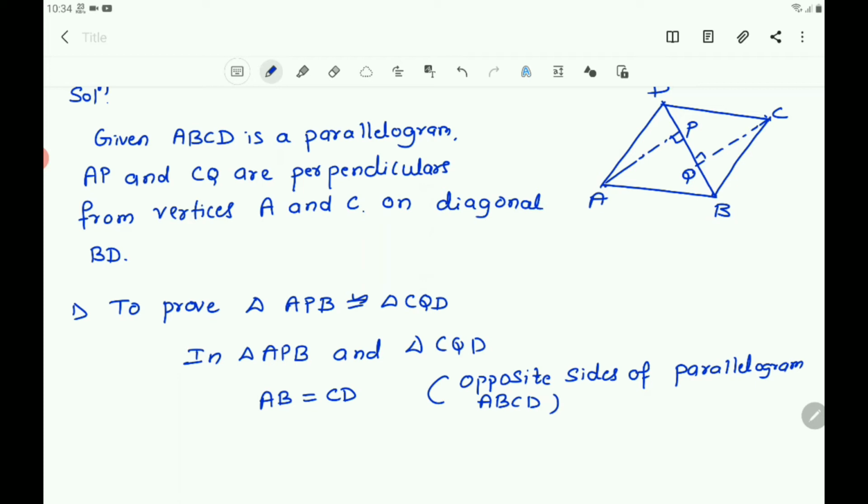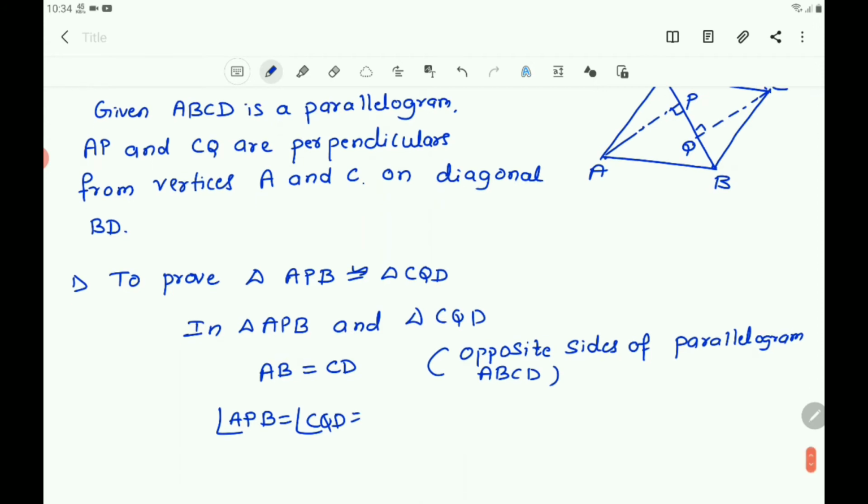And also here you know that as AP and CQ are altitudes, angle APB equals angle CQD, both are equal to 90 degrees. That is given. As they are altitudes, the angles must be 90 degrees.